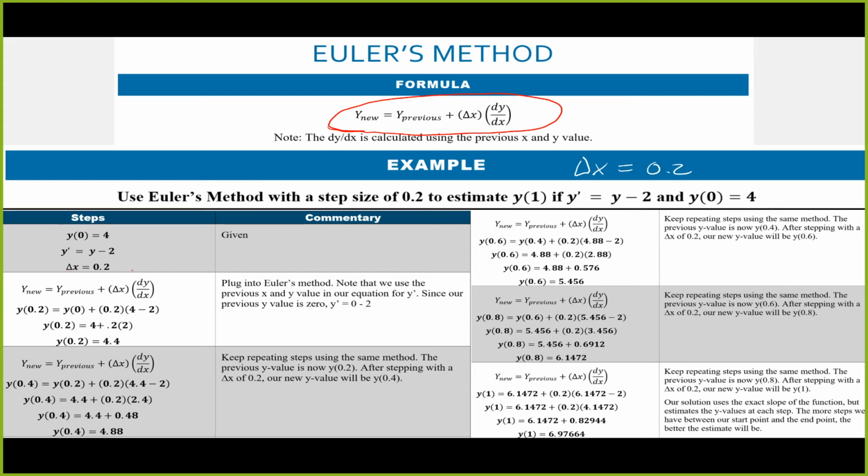Okay, so I'm going to take our previous point. That's the y value at the previous point, y0, which is 4. And I'm going to add our change in x, which is 0.2, times our derivative. Our derivative is y minus 2. My y value previously was 4, minus 2 is 2, so if I multiply that out, I've got 4 plus 0.2 times 2, which is 4.4. So my estimate for what our y value would be when x is 0.2 is 4.4. Okay, any questions on what I did for step 1?